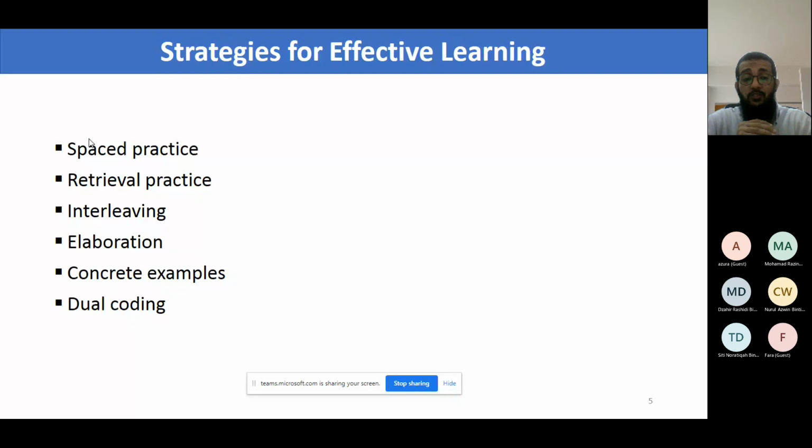Don't just focus on a single subject in a long session, and try to elaborate always, either by asking questions, why and how, or giving concrete examples, or using different types of coding like visuals and textuals. I hope this was useful for a little bit, and this is the end of my talk.